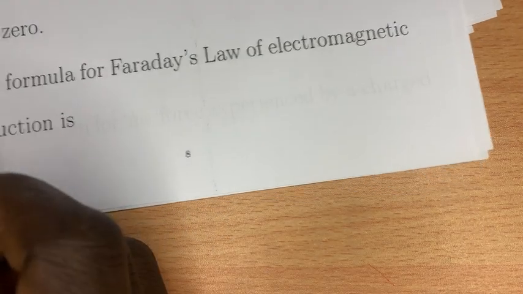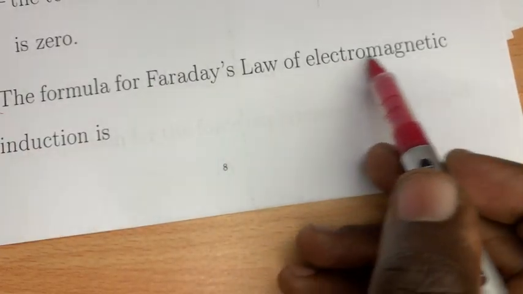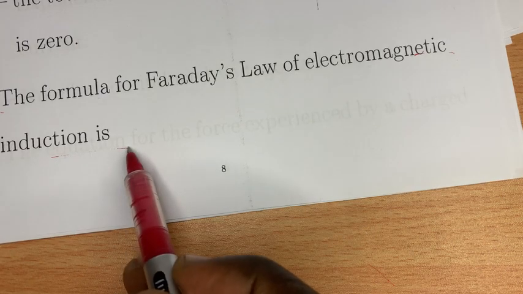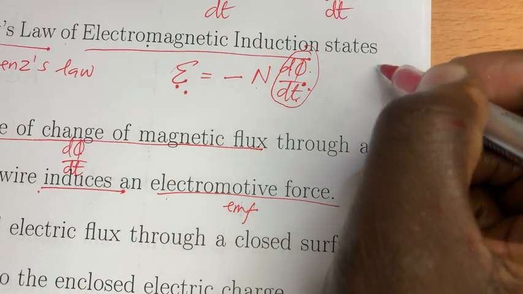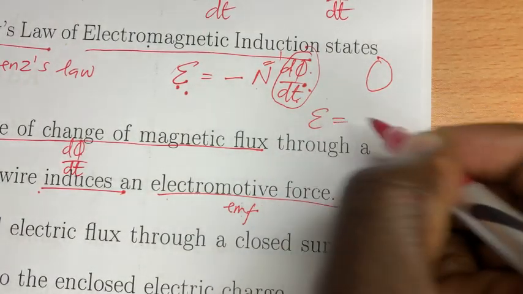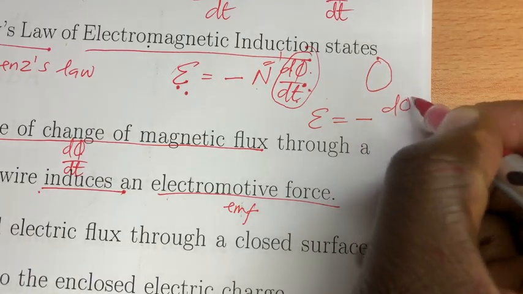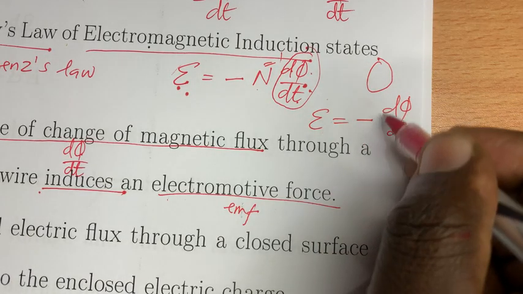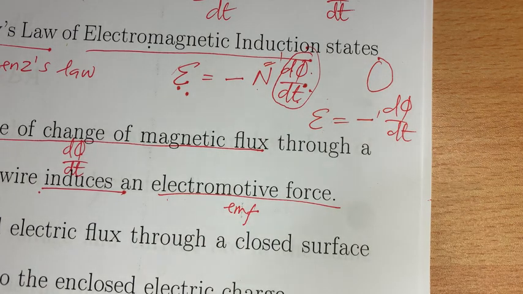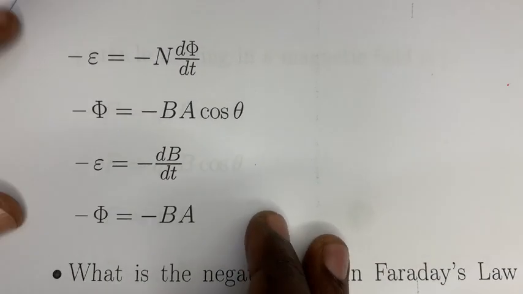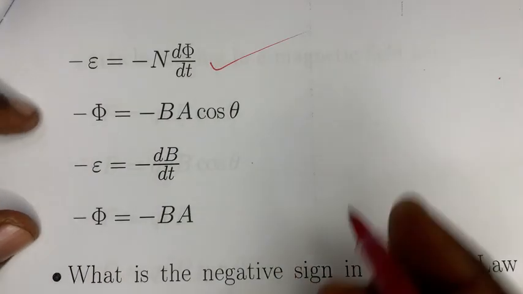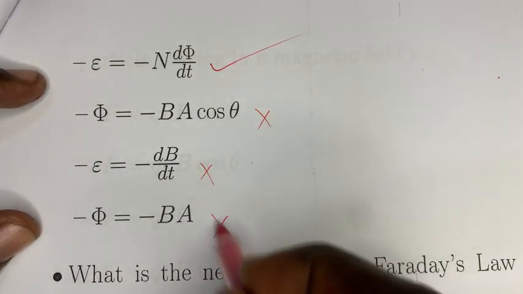Next, the formula for Faraday's law of electromagnetic induction is, I just gave you the formula, look at it here. Only that if you have only one loop of wire, then your N is 1, and this becomes negative d phi dt. But we normally put N so that it will be a general formula. Okay, so here are our options, and you can see this is the correct answer. Not this one, not this one, not this one.